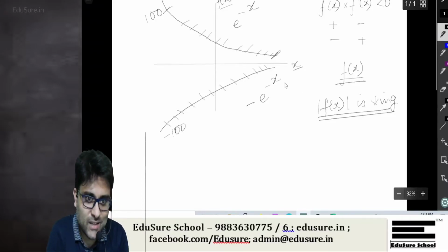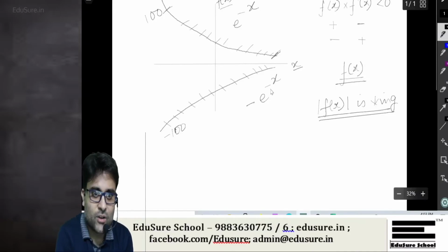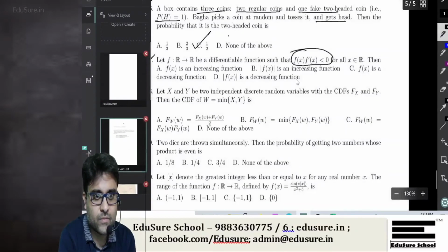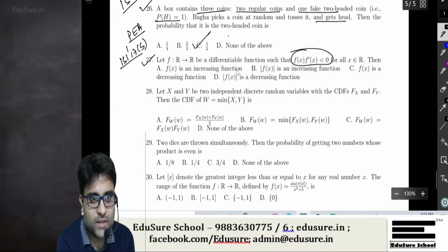Please try and understand that. Correct? So let's go back. Therefore, what will be the answer? Mod f(x) is a decreasing function.